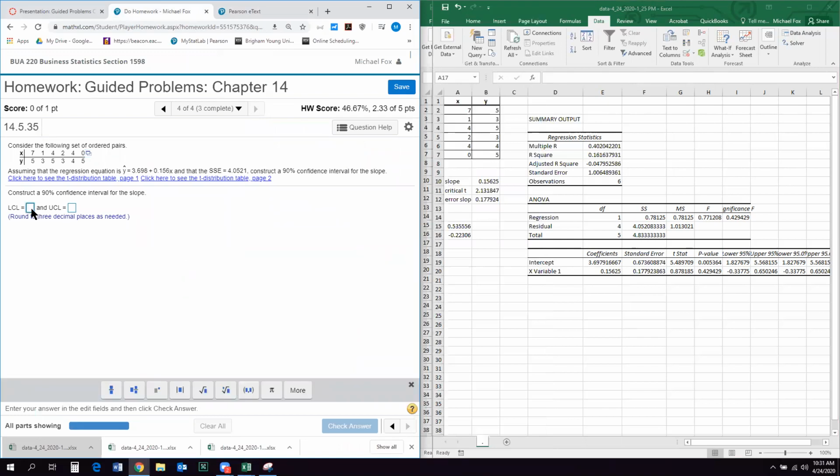So let's see if I completely screwed this up. The lower confidence limit is negative 0.223, and the upper confidence limit is 0.536.